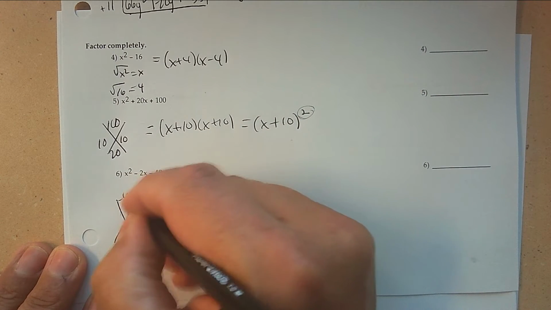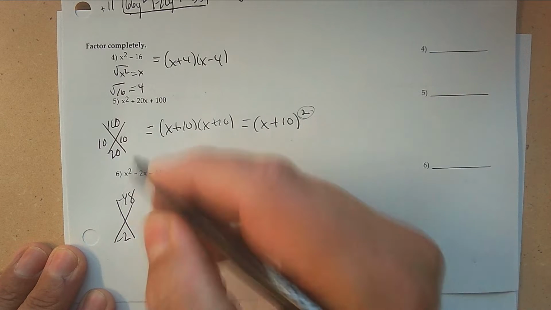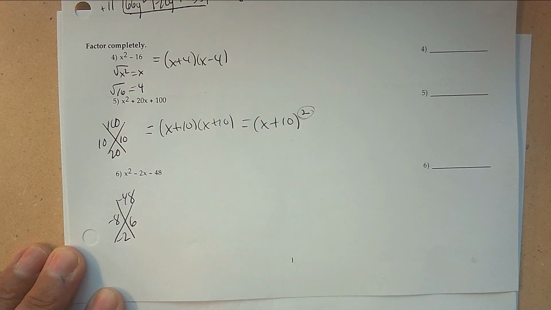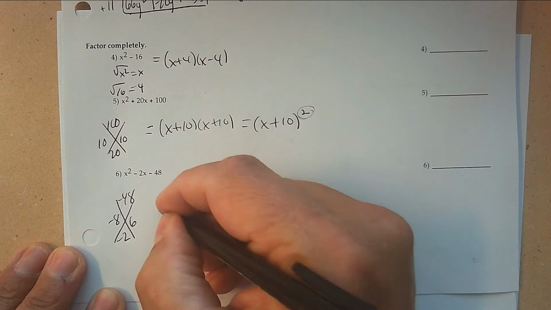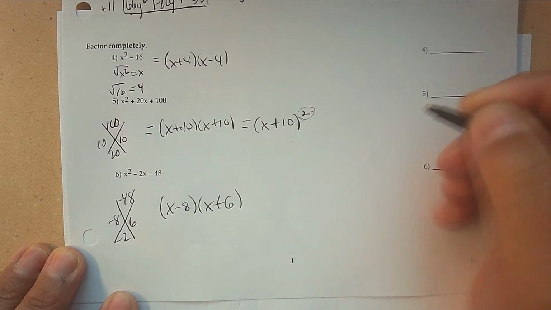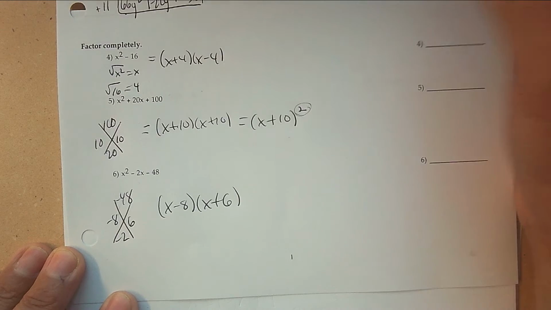Again, a simple trinomial, negative 48, negative 2. The numbers are negative 8 and positive 6. And that's it. That's the first page. Second page.